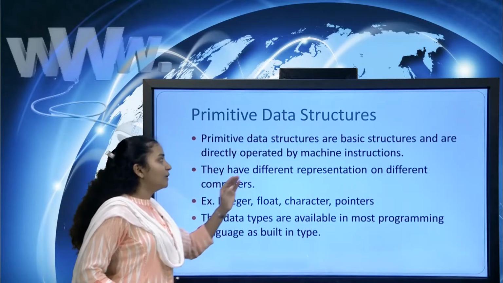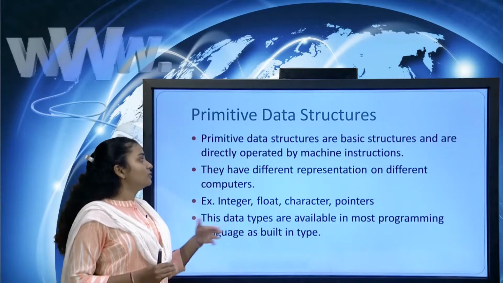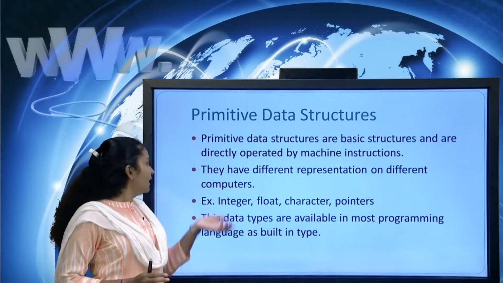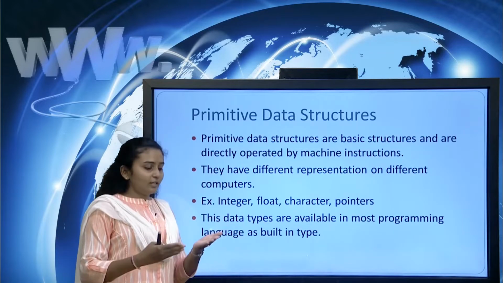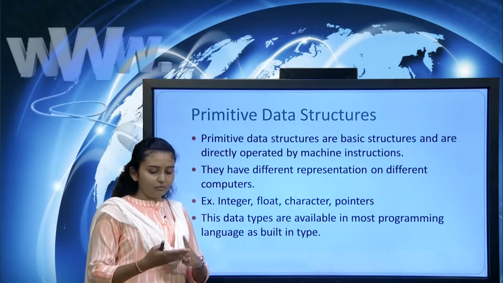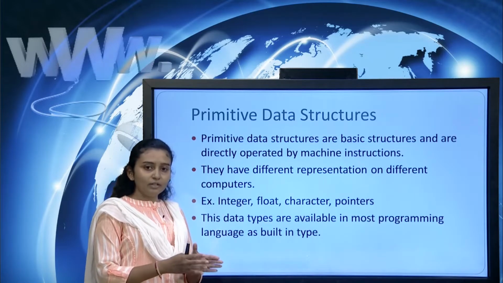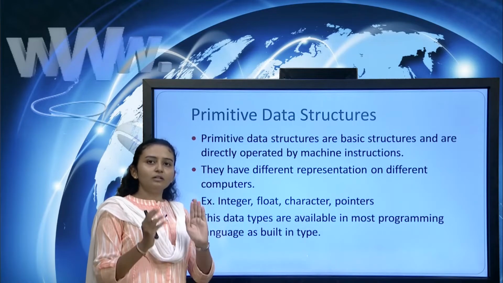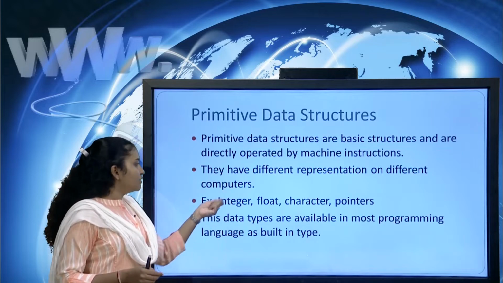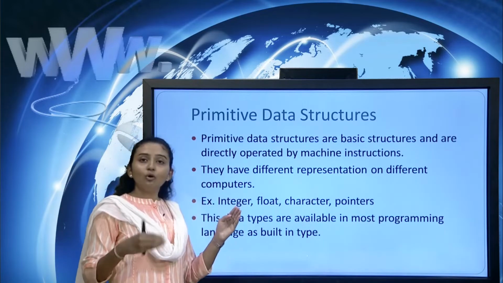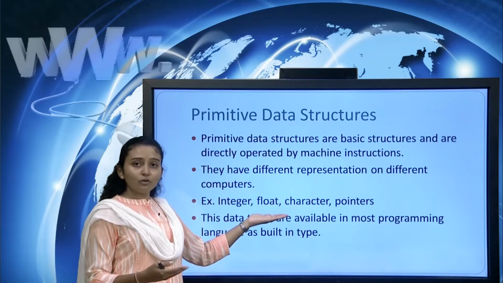Primitive data structures are basic structures and are directly operated on by machine instructions. They have different representations on different computers. We have different computers like Windows, Linux. If we have a 32-bit format, then we will use data in the 32-bit format. That language itself has all the built-in context to store that data, like integer, float, character, pointer. As you all have learned somewhere, all these data types are in your C language also.